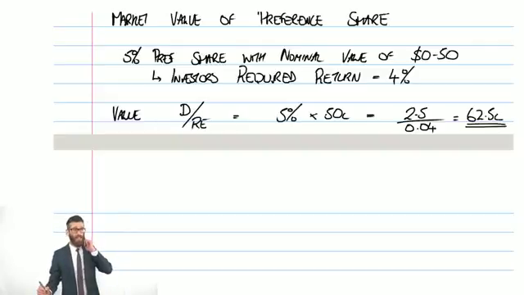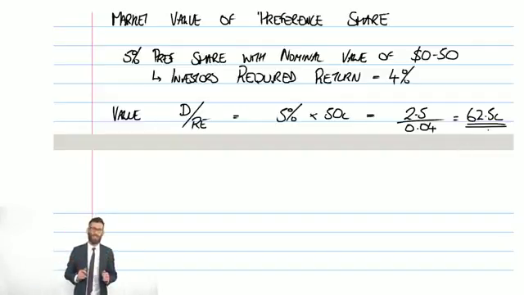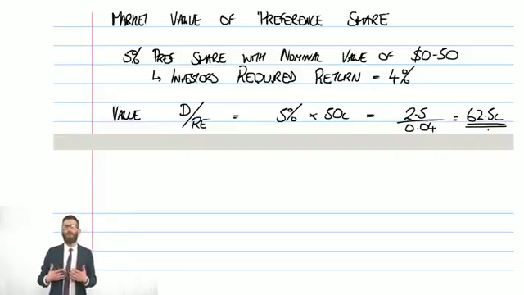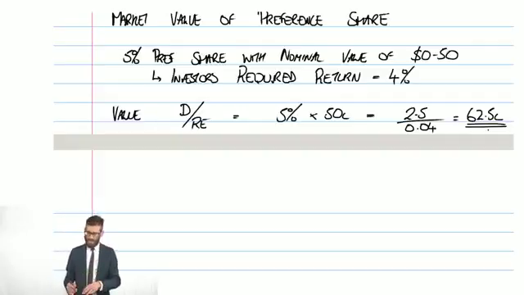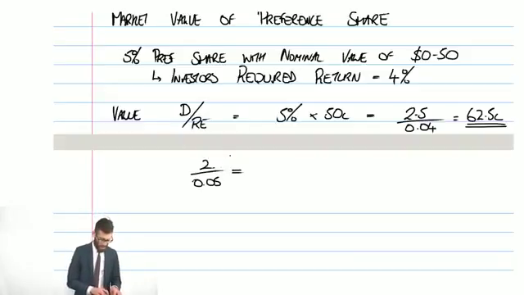And the logic here is that because the preference share gives a 5% return when the investors only want 4%, then it's trading above its nominal value. It's trading above its par value. If it was the other way around, it gave a 4% dividend, and the investors required a 5% return, well, a 4% would clearly give us a dividend of 2. Look what happens in this instance. It reduces to 40 cents.